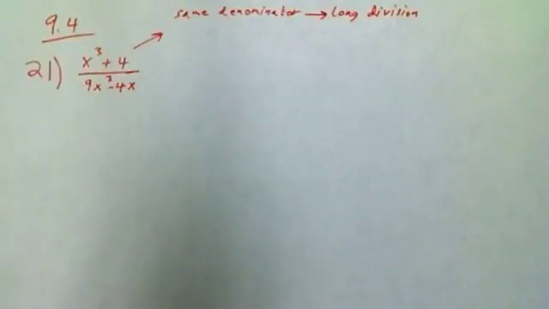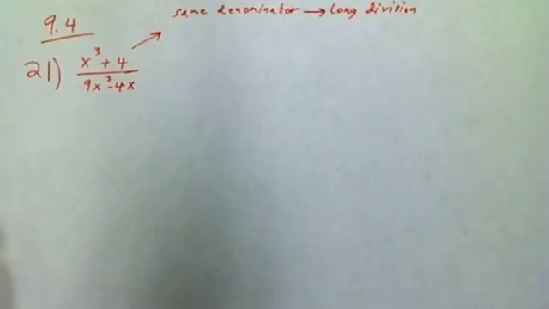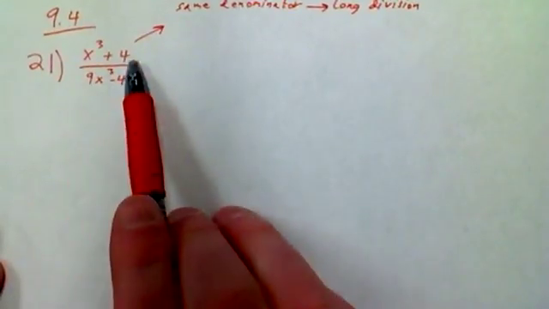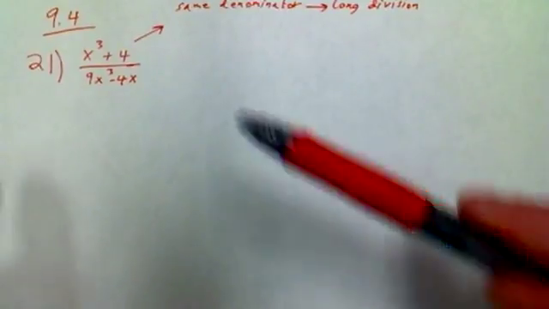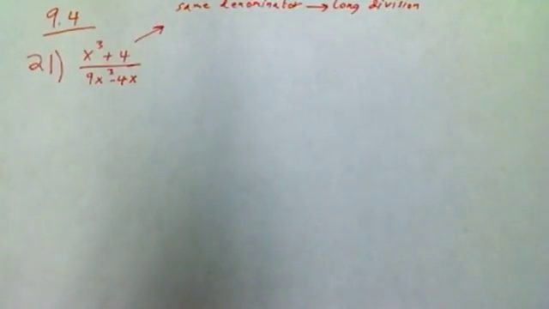Hey guys, so there was a request to see another type of problem, and a similar problem to the one that was requested is number 21 in the book, (x cubed plus 4) over (9x cubed minus 4x). Remember, I want to do the partial fraction decomposition, what this started as before it was a single fraction, or if you want to write it as separate fractions.